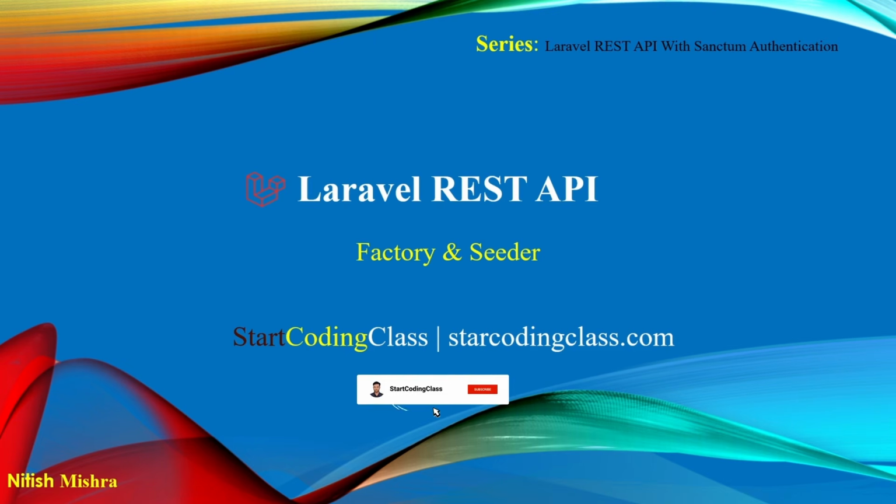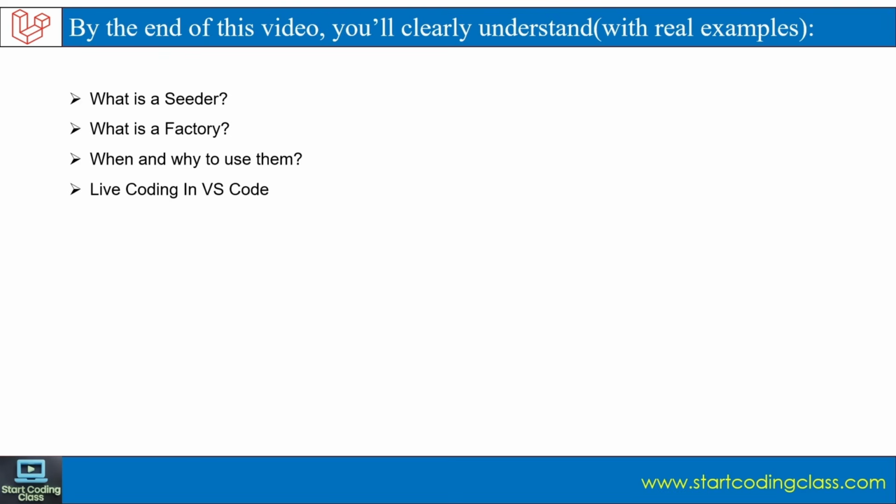This is my fifth episode of the Laravel REST API series. In the previous video, we created API and controllers, the resource controller. Now it is time to learn how to populate our database automatically using seeder and factory. By the end of this video, you will clearly understand what is seeder, what is factory, and when and why to use them. We will also see live coding in VS Code.